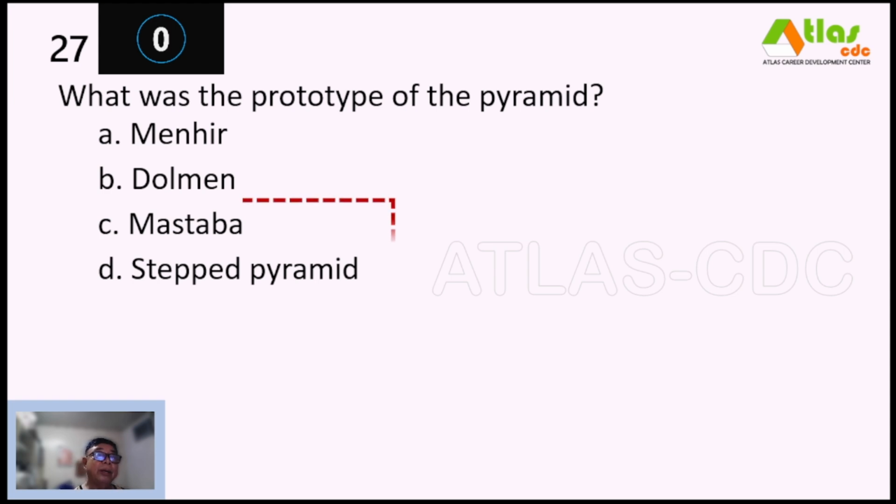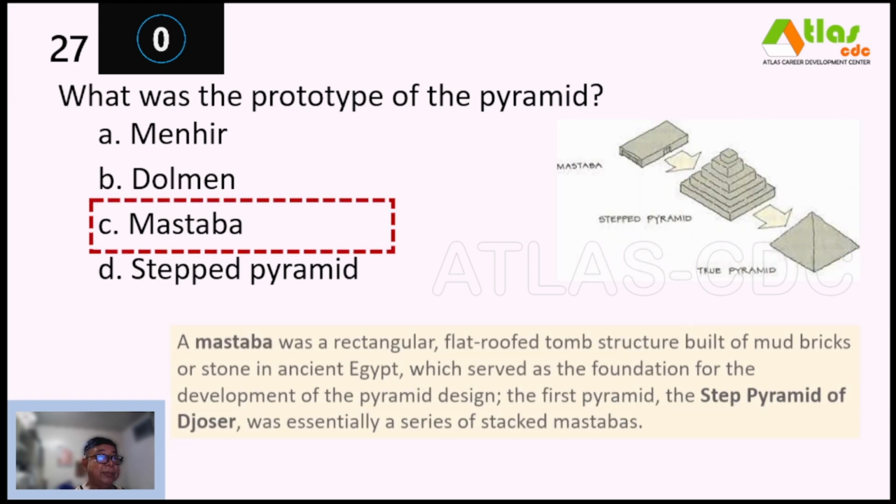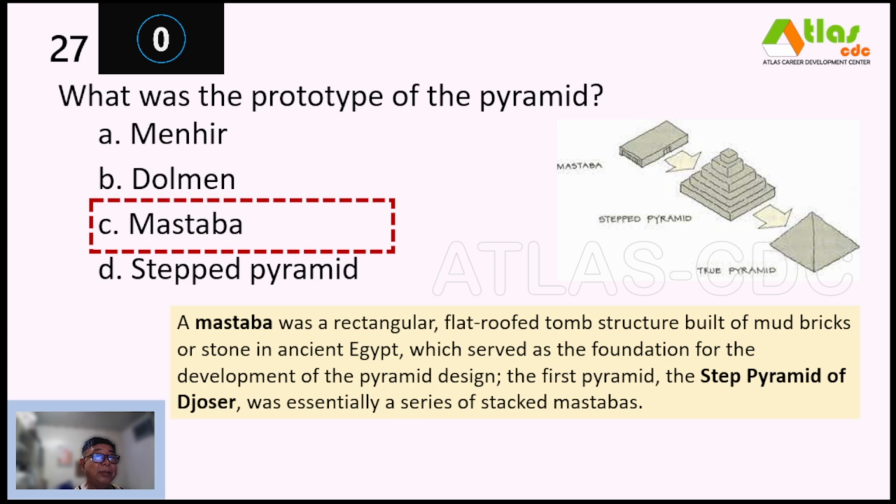And our correct answer is letter C, mastaba. So a mastaba was a rectangular flat-roofed tomb structure built of mud bricks or stone in ancient Egypt, which served as the foundation for the development of the pyramid design. The first pyramid, that is the step pyramid of Djoser, this one, was essentially a series of stacked mastabas. So from mastaba to step pyramid to the true pyramid.